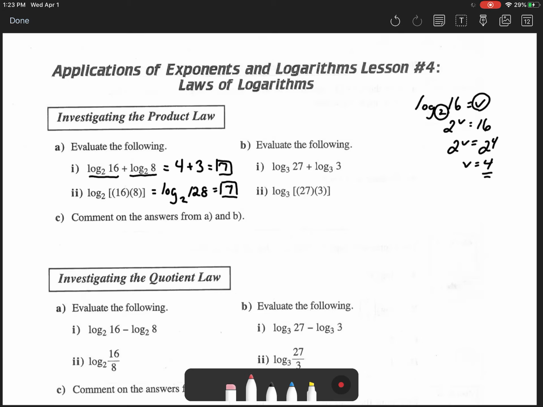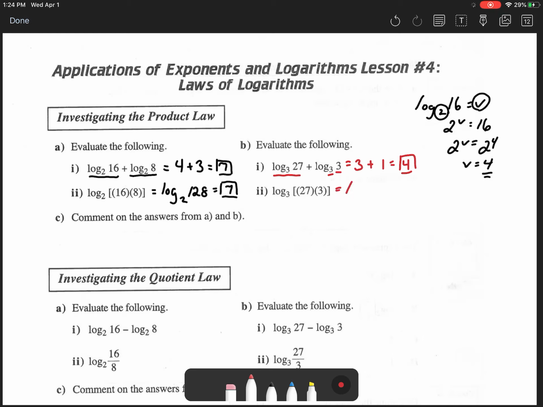Now in B, same basic idea they're having me do here. So log base 3 of 27, that has a value of 3 because 3 cubed is 27. And in the second one, the value of that logarithm is going to be 1. Remember, whenever the base and the argument are the same, the value is 1. So 3 plus 1 gives me a value of 4.